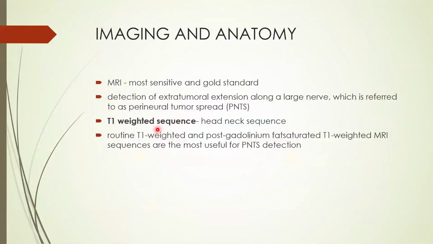So, imaging: MRI, as we all know, is the most sensitive and gold standard for perineural invasion. Detection of extratumoral extension along the large nerves is known as perineural tumor spread. The T1 weighted sequence is the most important sequence in which we see perineural invasion, and routine T1 weighted and post gadolinium fat saturated MRI sequences are the most useful.